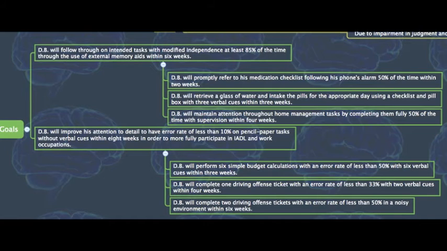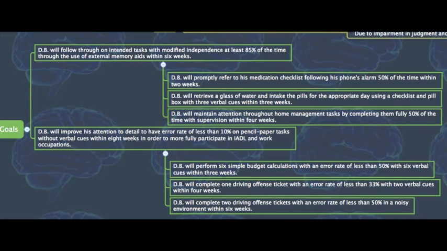The next long-term goal we have here is one that concerns his area of occupation of work. So it is that DB will improve his attention to detail to have an error rate of less than 10% on pencil paper tasks without verbal cues within 8 weeks in order to more fully participate in IADL and work occupations. A short-term goal would be that DB will perform 6 simple budget calculations with an error rate of less than 50% with 6 verbal cues within 3 weeks.